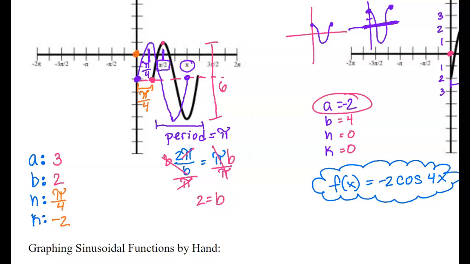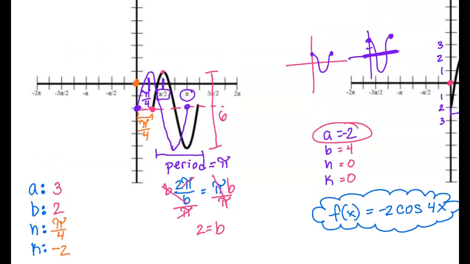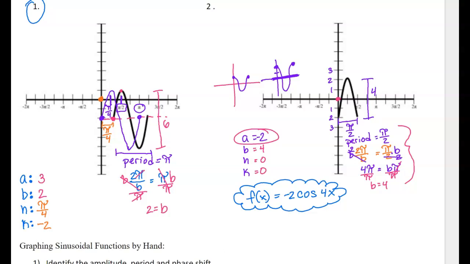You always have to think back to what your parent function would have looked like. Our parent function is that, always. And our parent function for cosine is always, I can never draw cosine as well. I don't know why.